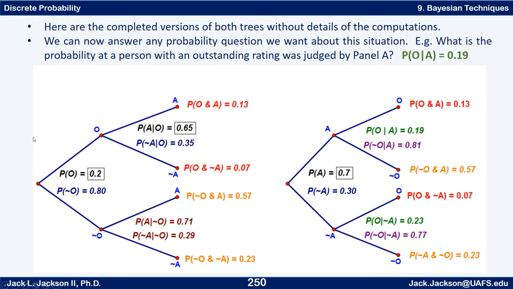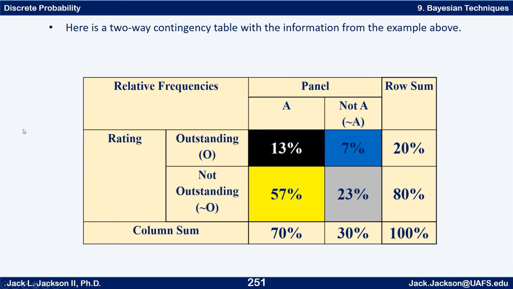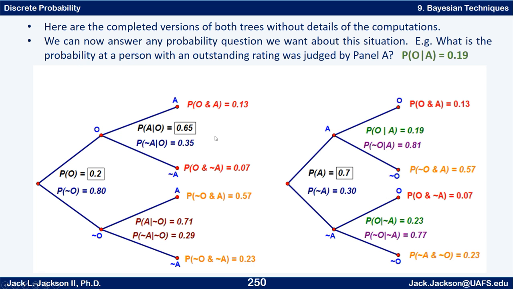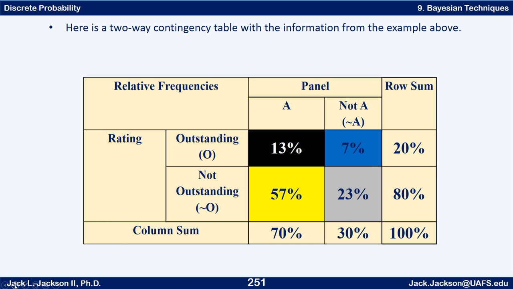Now, we can record a lot of this information in a contingency table, a two-way contingency table, or sometimes called a cross-tabulation table. We're going to put some of these same numbers in here, the four numbers right here, the 13%, 7%, 57, and 23. Let's look back. Those are the numbers right here, 13, 7, 57, and 23%. Those are the joint probabilities, or the intersection probabilities. 13% were both judged by panel A and given an outstanding rating. Outstanding rating and not A was 7%.